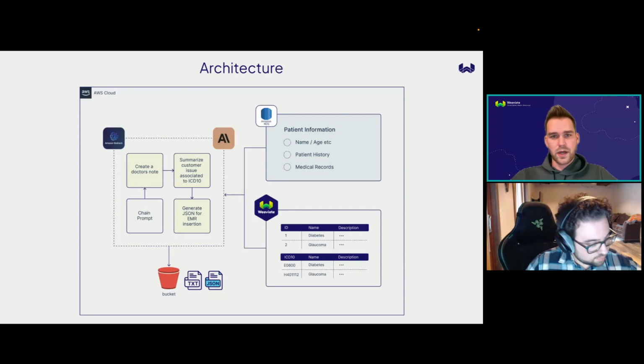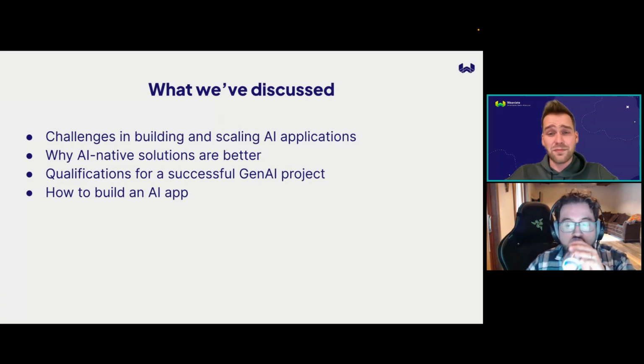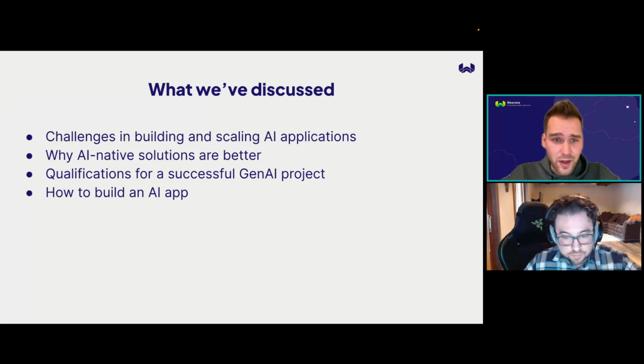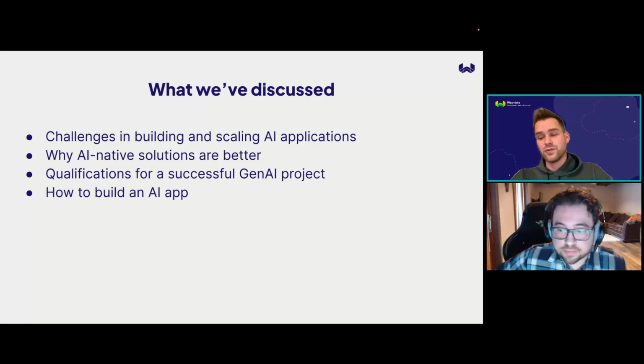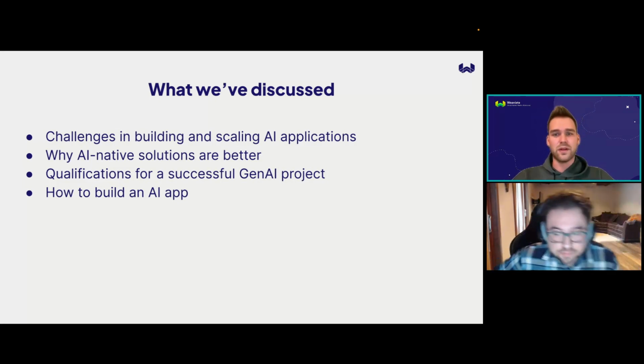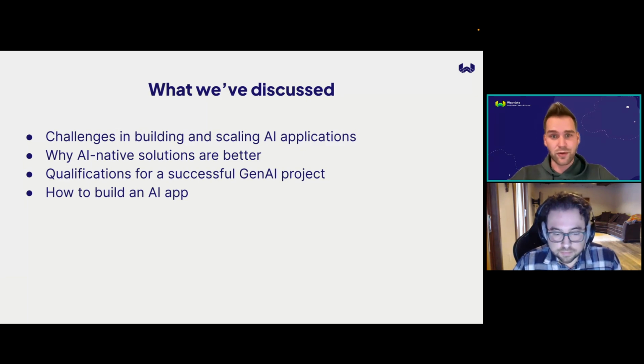We're almost coming up on the hour. So just a quick recap of what we talked about. We talked about challenges in building and scaling AI applications, and why AI native solutions are better, or why you would choose an AI native solution over an already existing solution. It depends on your use case, depends on your requirements, but in general, when it comes to quality of results or performance, something AI native will probably fit that use case better.